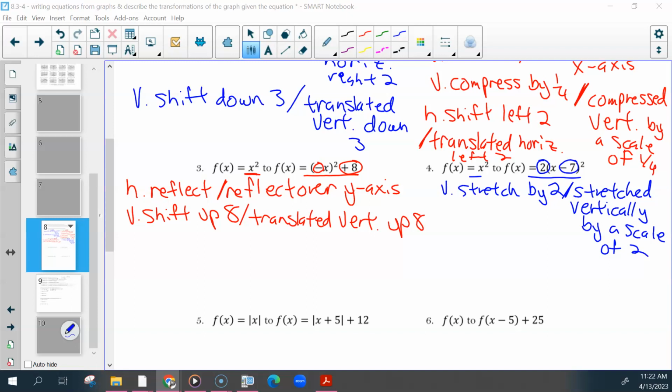So what would that -7 do? Is that inside? Horizontal shift, right 7. Yes. Or translated horizontally right 7.